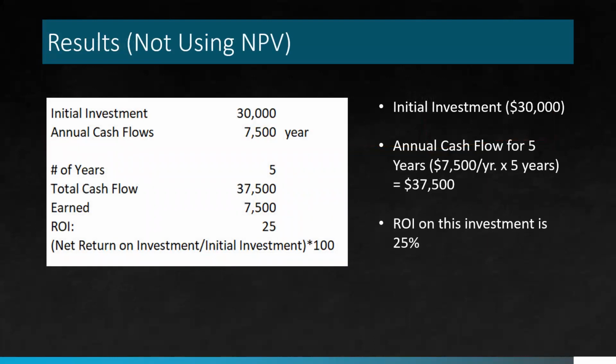And you say, here's our initial investment. The annual cash flows are $7,500 for the next 5 years. My total cash flow back to the company is $37,500, which means I've earned $7,500 from my initial investment of $30,000, which is a 25% return on investment. And you're excited because you're helping out the company and you're going to add 25% based on this investment.